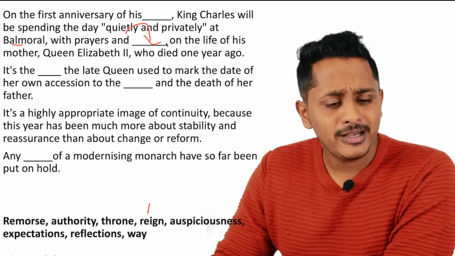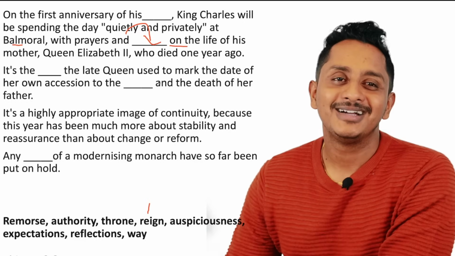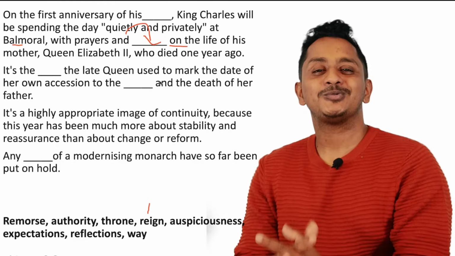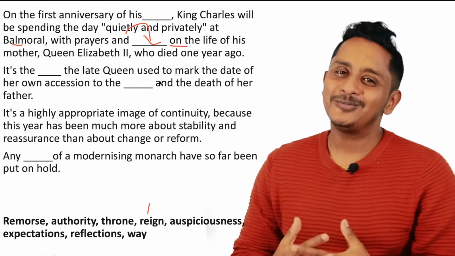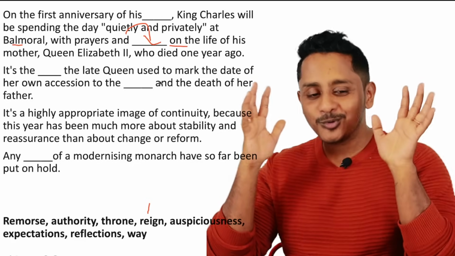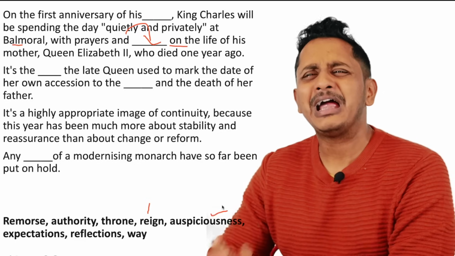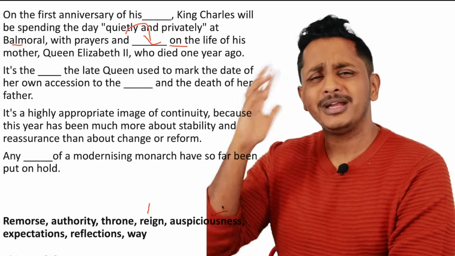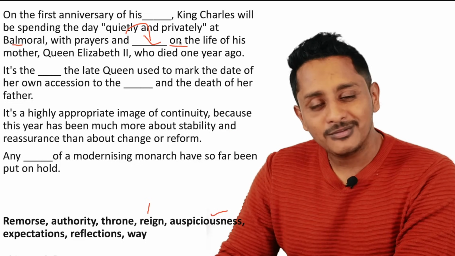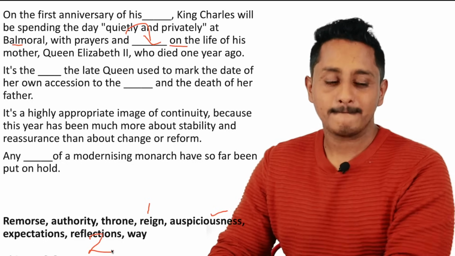With prayers and dash on, which word goes with the word on? See, if a person really wants to do it, there are a thousand ways to do it. At the end of the day, you need to be that person who tries to find some clues, because you don't want to give up. Here, with prayers and auspiciousness, randomly, because your heart, mind, everything says, why? No idea. Auspicious on the life, reflections on the life. Reflect on is a collocation.